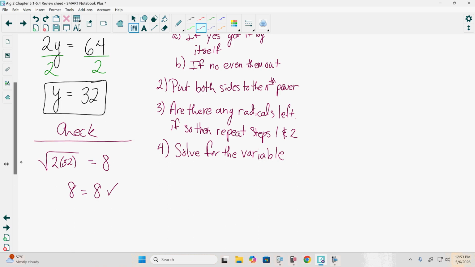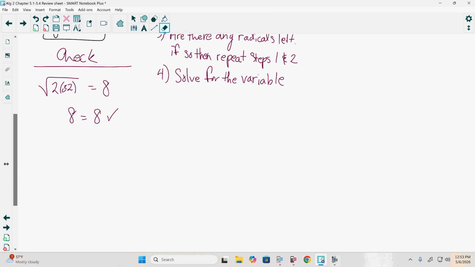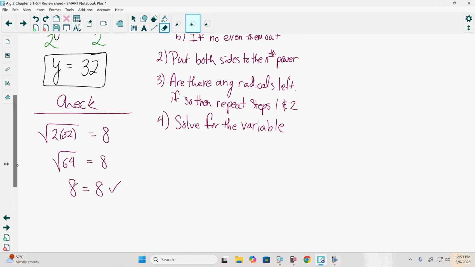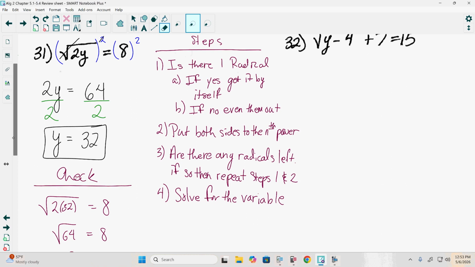If you wanted to actually work it out, you could do that too, because that would be 2 times 32 is 64. Square root of 64 is 8. 8 is equal to 8. You just do it step by step, showing that that value, in this case, did work. Questions on 31?